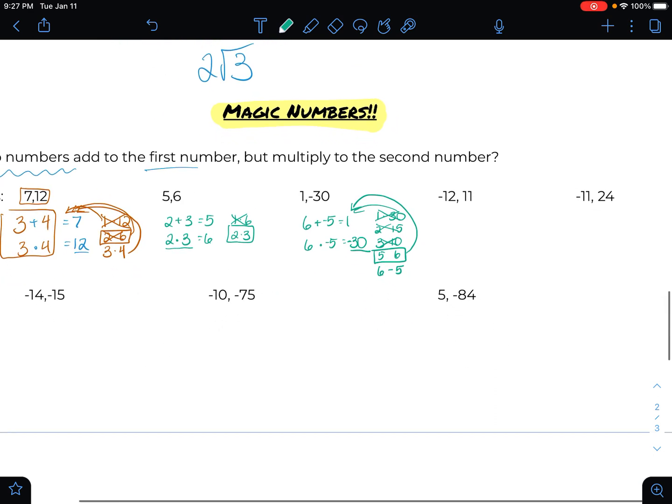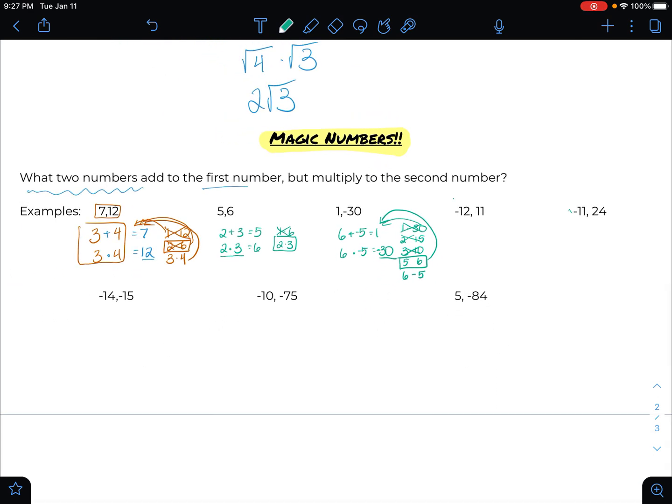Alrighty, guys, I want you to do these last sets on your own and then check your work with your partner. Then you can move on to any homework that you need to work on.